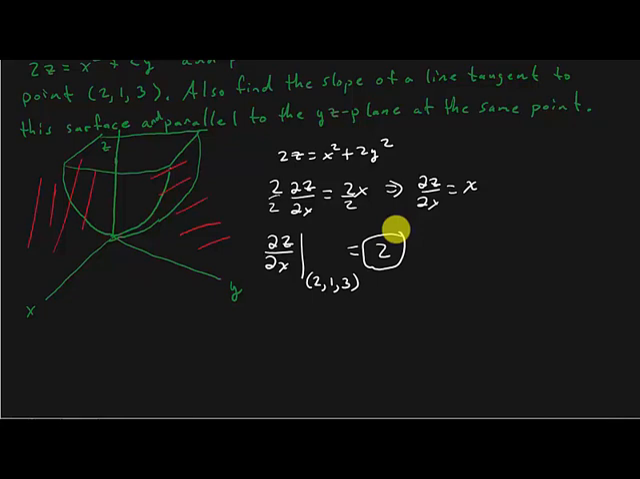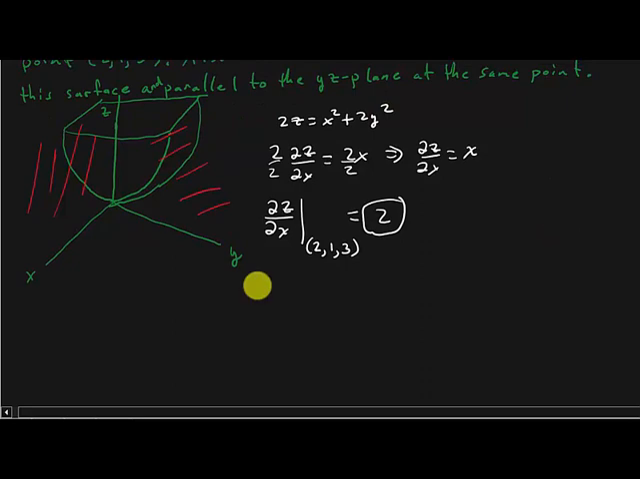Well, now we need to also find the slope of a line tangent to the surface and parallel to the yz plane at the same point. And so I've got 2z equals x squared plus 2y squared.